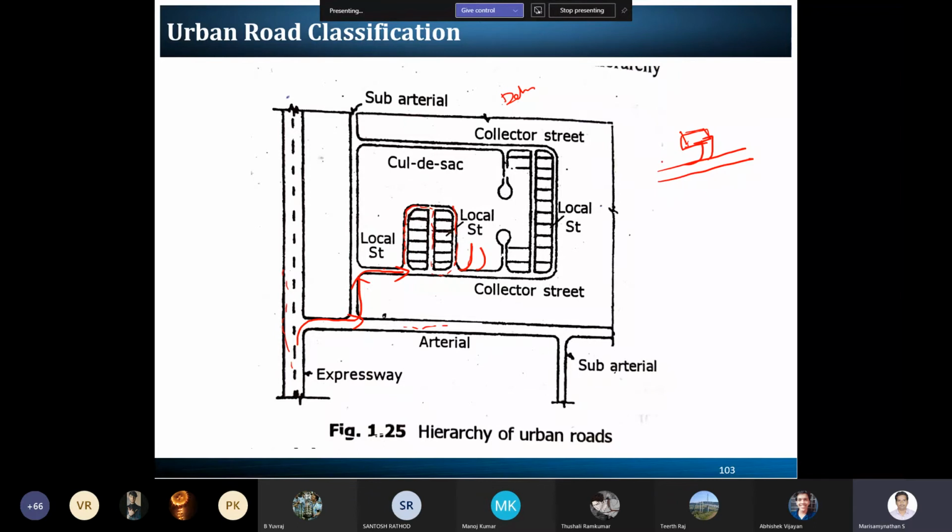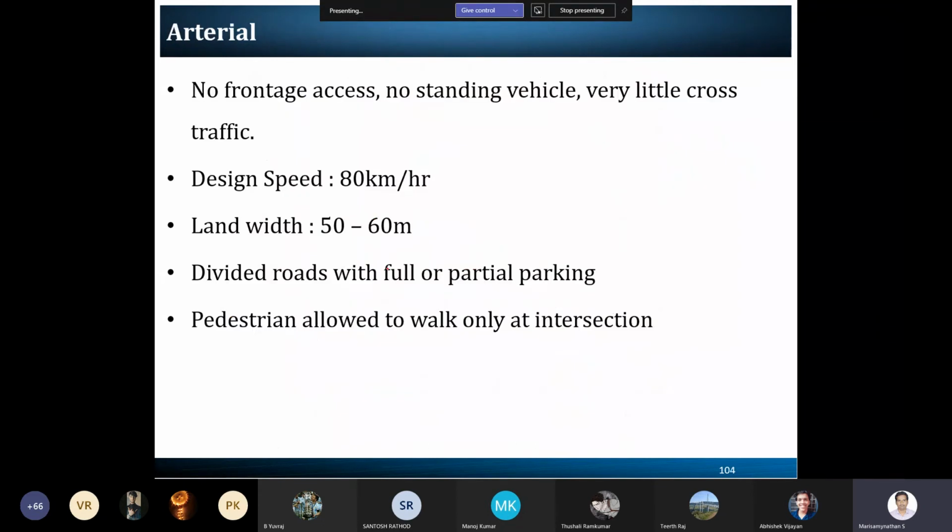So this is the way we can classify the urban road from the expressway till reaching your home, how the roads are classified with respect to the volume, with respect to the area which is covered, with respect to the purpose, how it is fulfilled, with respect to the speed limit and the land width, how we are providing, and some other criteria. The parking might be restricted, parking might be allowed. So with respect to the other criteria, these roads are classified as arterial, subarterial, collector, local road, pathways and the driveway. So this is the classification we have given.